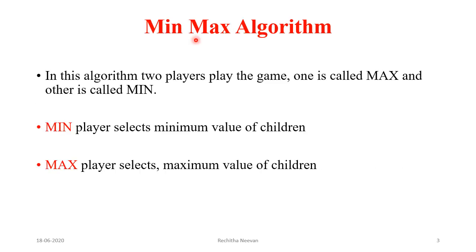Min-max is a decision-making algorithm used in two-player games. The goal is to find the optimal next move. Here two players are involved, one is the max player and the other is the min player. Min selects the minimum value of the children and the max player selects the maximum value of the children.